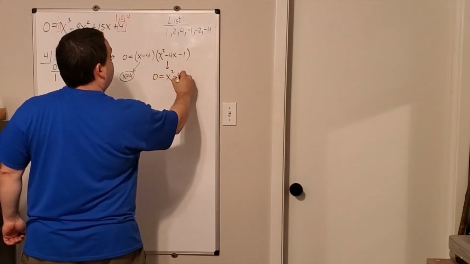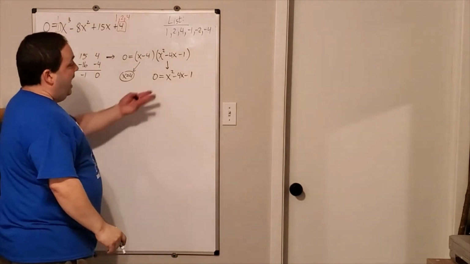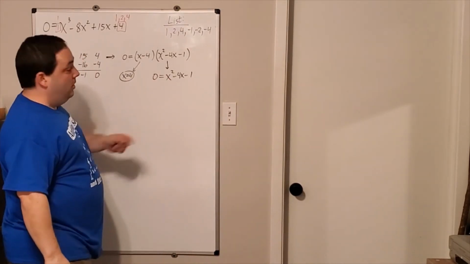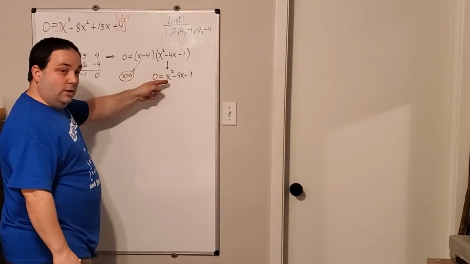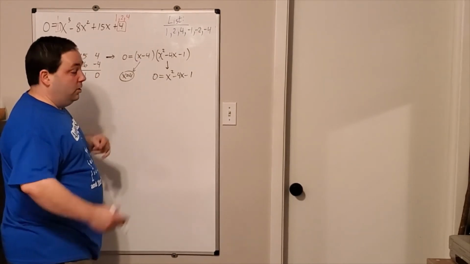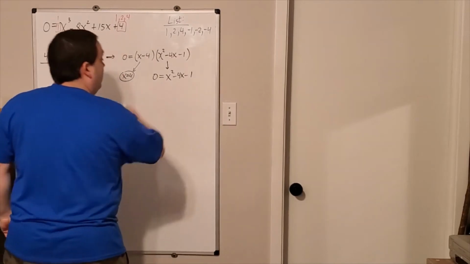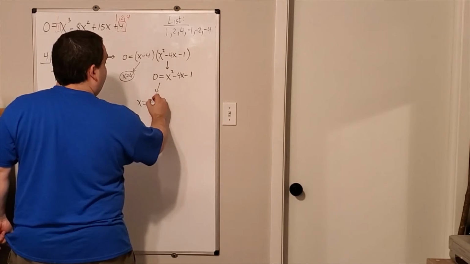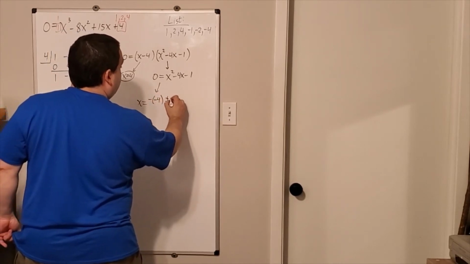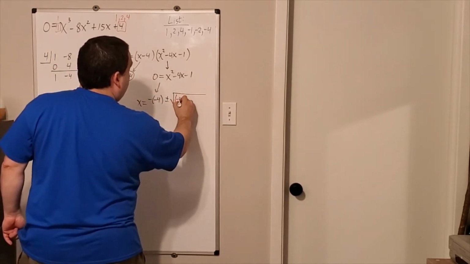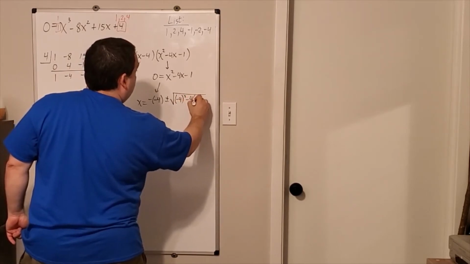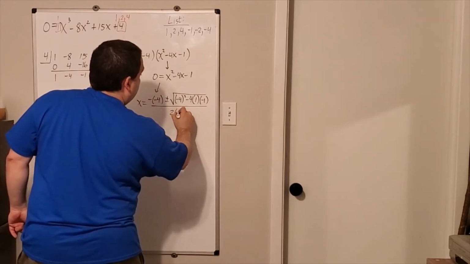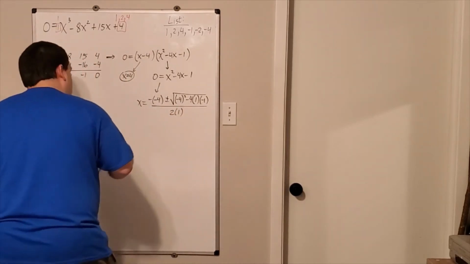x squared minus 4x minus 1 is equal to 0, and I have a quadratic formula for that. So that's our last recourse here. I will be able to solve it if it's a quadratic, but I may have to use the formula. Oh well. So here we go. From this right here, x equals negative b plus or minus the square root of b squared minus 4ac, all over 2a.